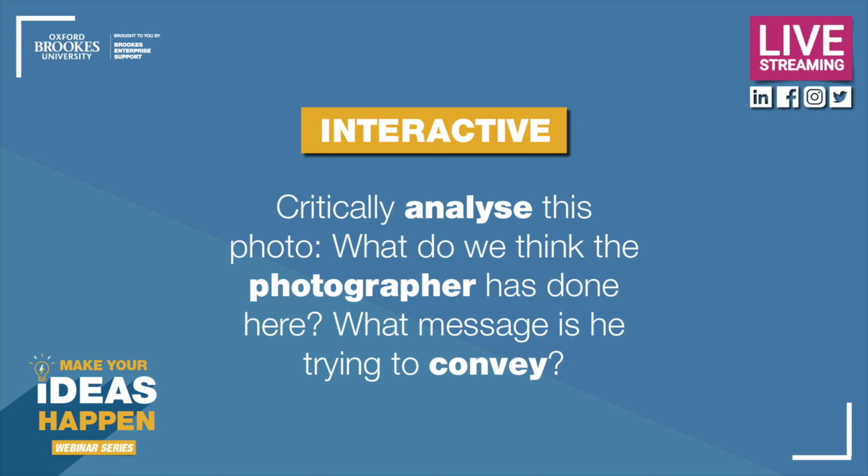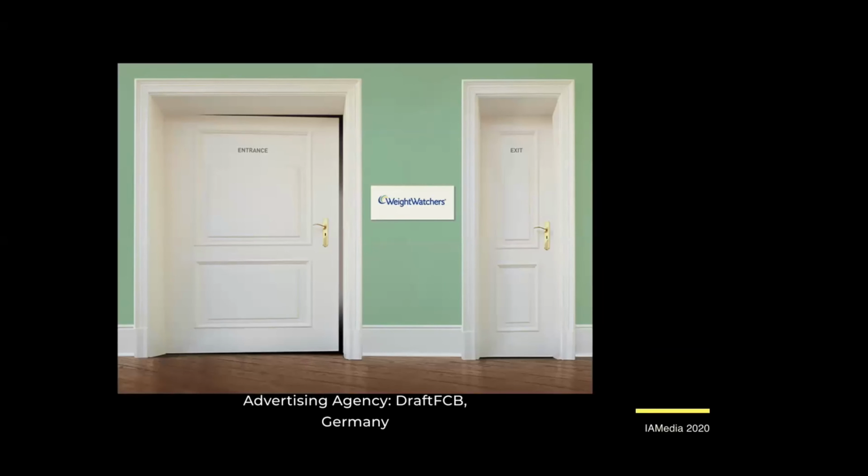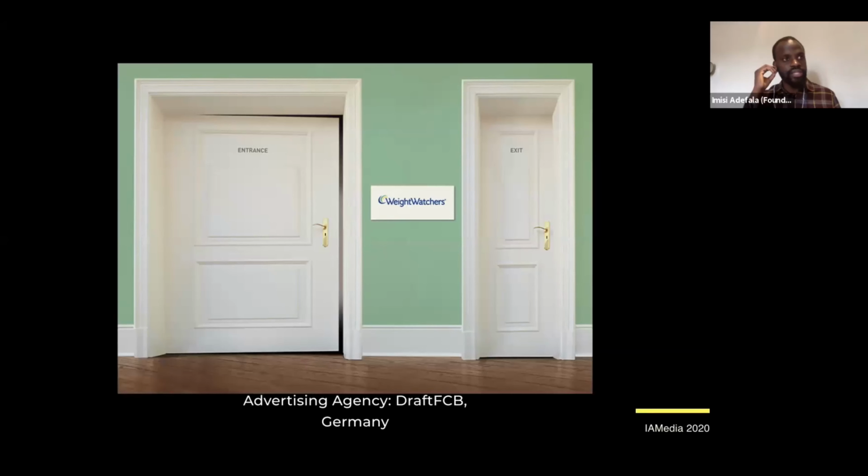Okay, critically analyze this photo. So guys, what do we think the photographer's done here, and what message is he trying to convey, from what we've learned? Okay, so coming in first with symmetry. Who came in first? Sorry. Toomey. Okay, nice.